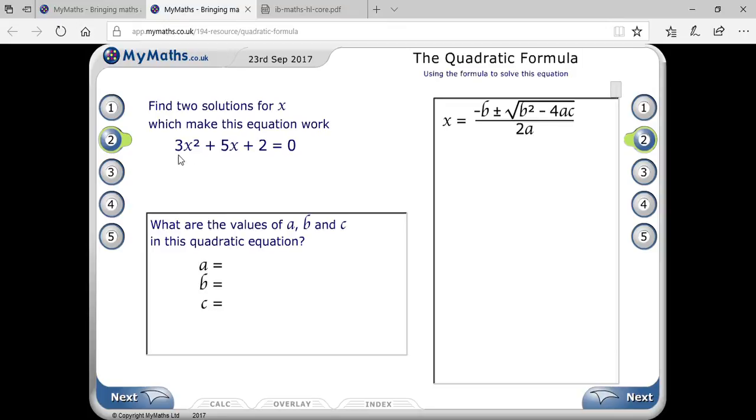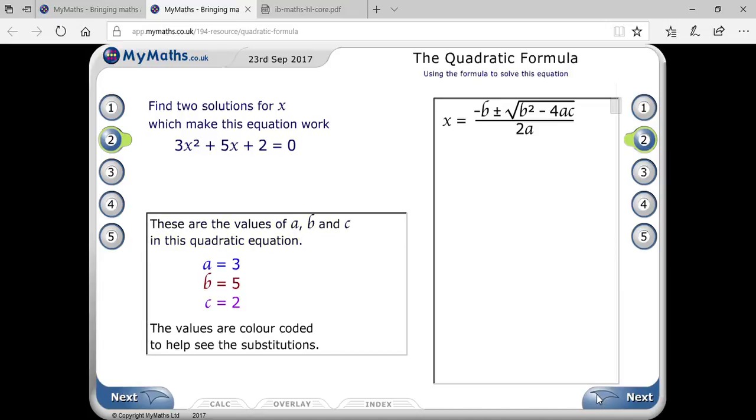First of all, we have to compare the given equation with the general equation, ax square plus bx plus c. Clearly, you can understand that the coefficient of x square will be your a, that is 3. The coefficient of x will be your b, that is 5. And the constant value c is 2, okay?